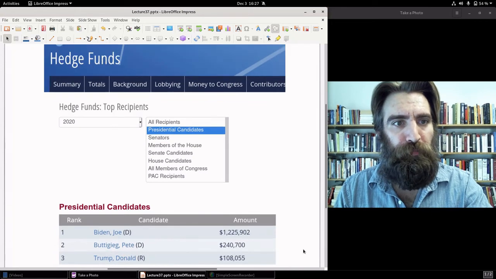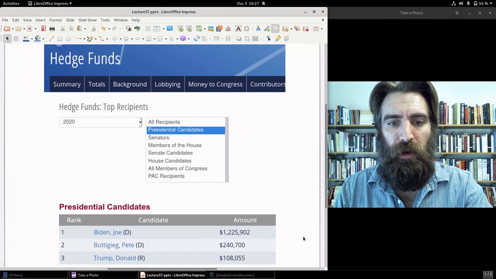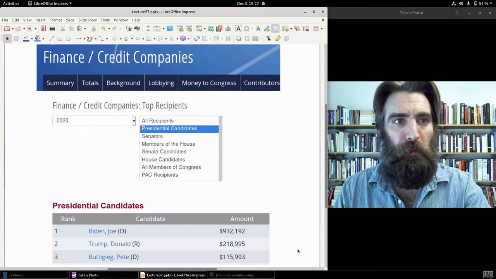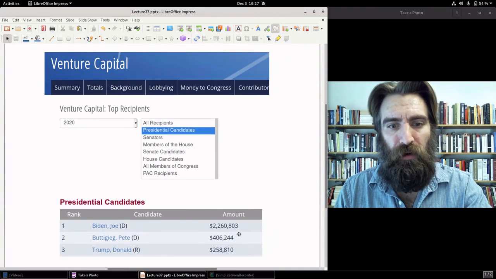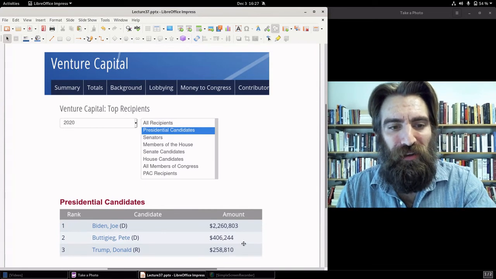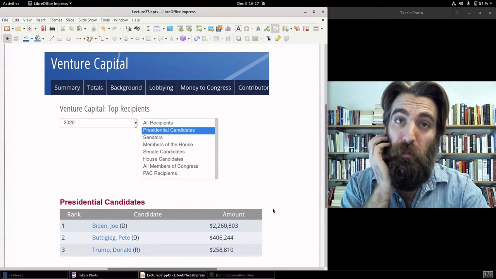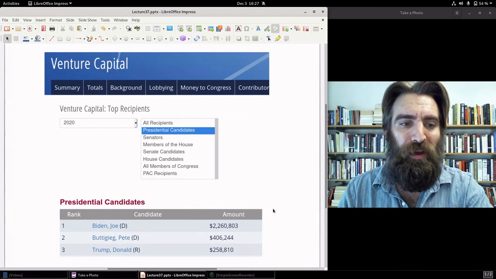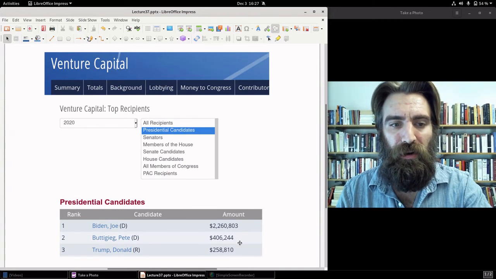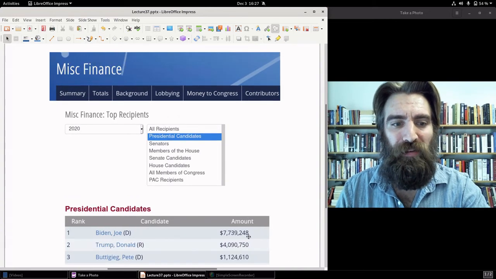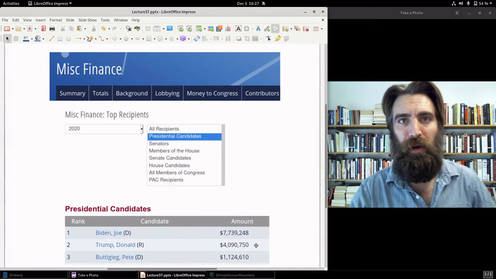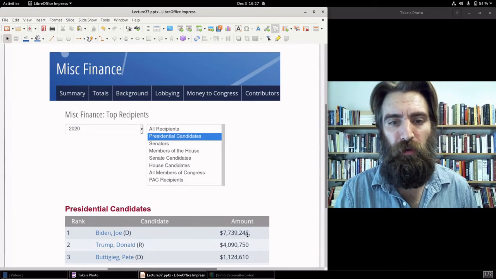Donald Trump, number 3. This is in 2020. Joe Biden among hedge funds. Donald Trump, 108. Finance credit companies. Venture capital. Man, what was it about Pete Buttigieg? The banks really like Pete Buttigieg. Well, he was a corporate-friendly neoliberal, so I guess he would have been quite friendly for banking interests. But there is Joe Biden, Pete Buttigieg, Donald Trump, and then miscellaneous finance. Trump did a little better there, just over $4 million, but still outraised by Joe Biden.